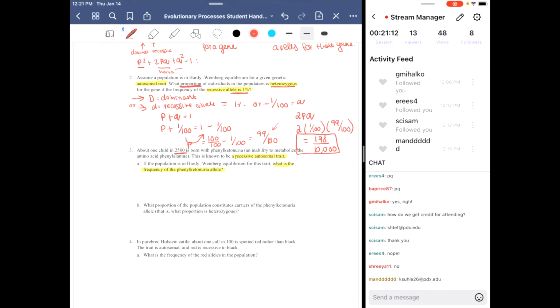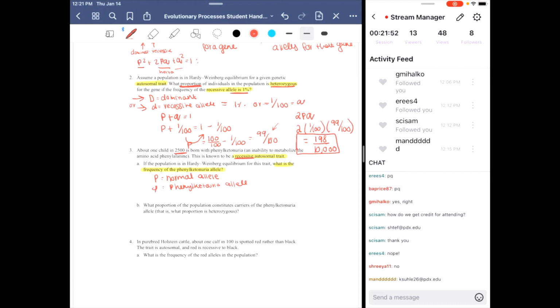So again, let's assume that big P is the normal allele, and little p is the phenylketonuria allele. And we know that the little p is going to be the phenylketonuria allele because the question tells us that it's a recessive autosomal trait. So that's why we made the little p for the phenylketonuria allele.